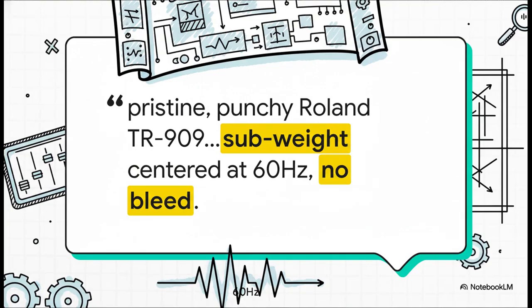And this is where it gets really fun. We're not just saying kick drum. We're calling out the exact model, a Roland TR-909. If you know electronic music, you know that sound. We're defining its punchiness with a tight transient, that's that initial clicky snap, and we're even pinpointing its sub-bass to sit exactly at 60 Hz. And look, we're even telling it what not to do, no bleed. That means we want it clean, isolated, with no other sounds leaking in. We're talking surgical control here.